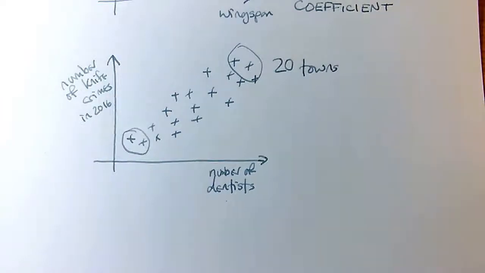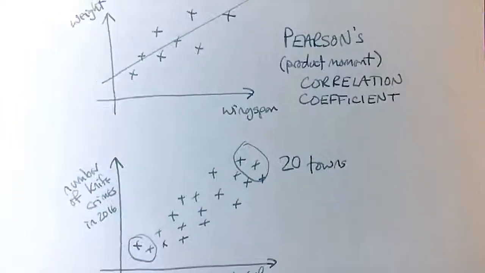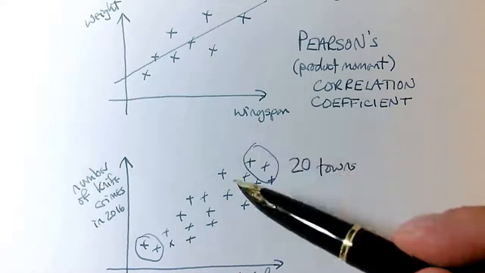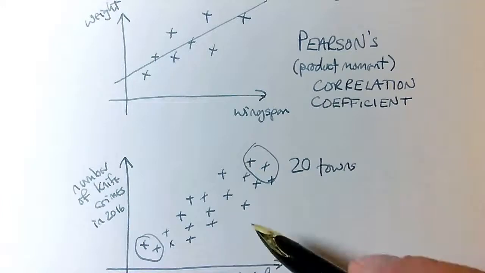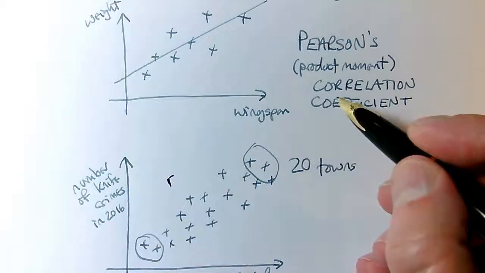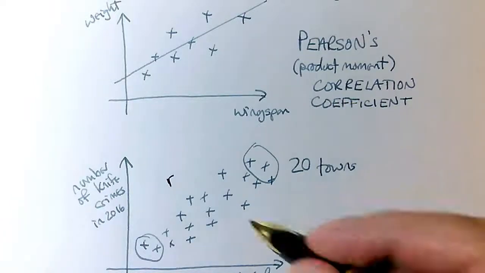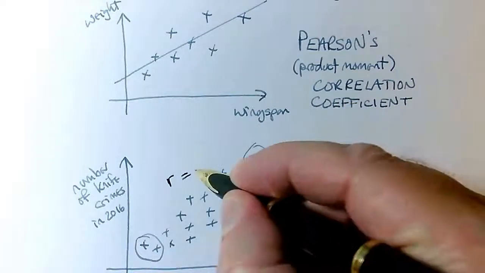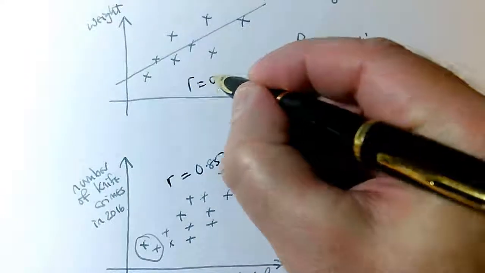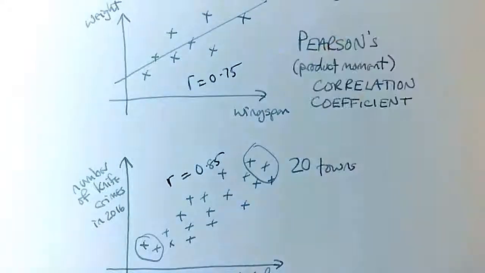So for both of the diagrams I've drawn so far, there's quite a strong positive correlation, maybe slightly stronger in this one than this one. I would estimate that R, the letter we use for Pearson's correlation coefficient, would be about 0.85, 0.9 for this one, and maybe R equals 0.75 for that one. So you're supposed to be able to get a visual impression of how strong the correlation is.